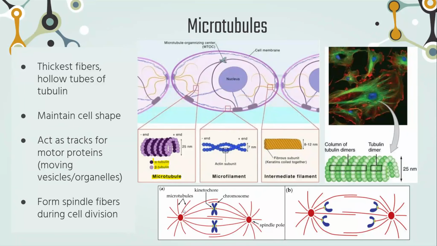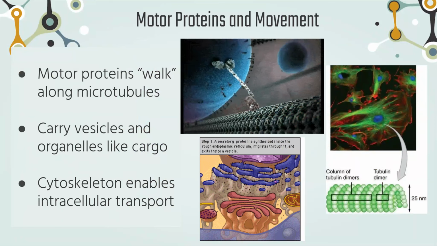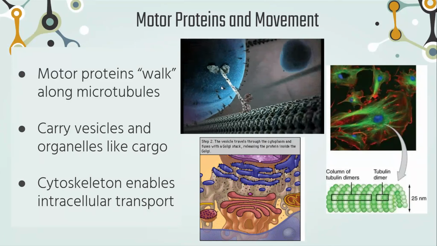So you can see, when a cell is dividing into two cells, the chromosomes are also being divided and split between the two cells. And these fibers are called spindle fibers, which are these microtubules. Therefore, the microtubules are forming these spindle fibers during cell division. Motor proteins are proteins that, quote unquote, walk along these microtubules, kind of like this, and they carry vesicles and organelles, kind of like cargo, just like this over here.